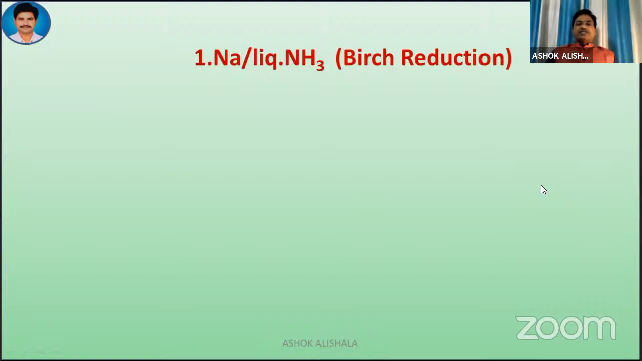Let us take the first one, sodium in liquid ammonia. The reduction with sodium in the presence of liquid ammonia, we call the Birch reduction. In this Birch reduction, the carbon-carbon triple bond converts into the carbon-carbon double bond. That means here it is a partial reduction. What is meant by partial reduction? If it is a complete reduction, it would give the carbon-carbon single bond. Here, the triple bond is converted into the double bond. That's why I am saying this is a partial reduction.